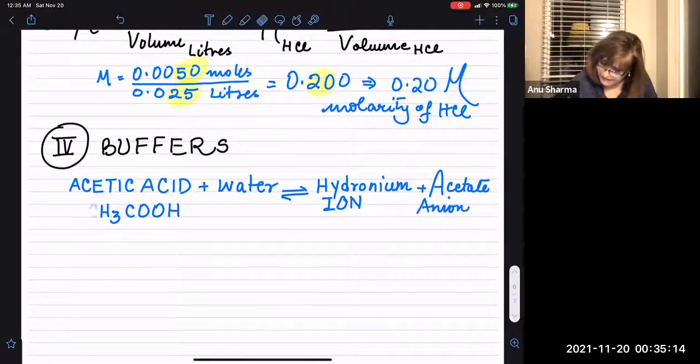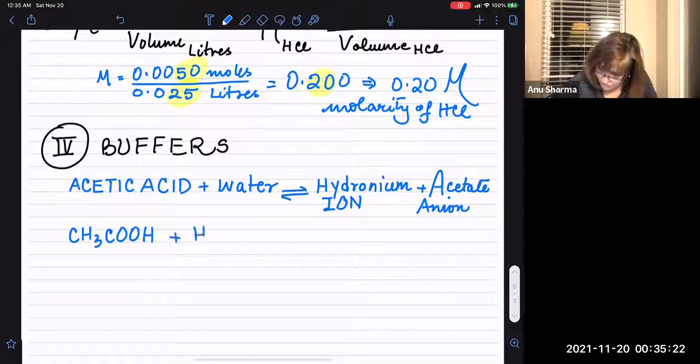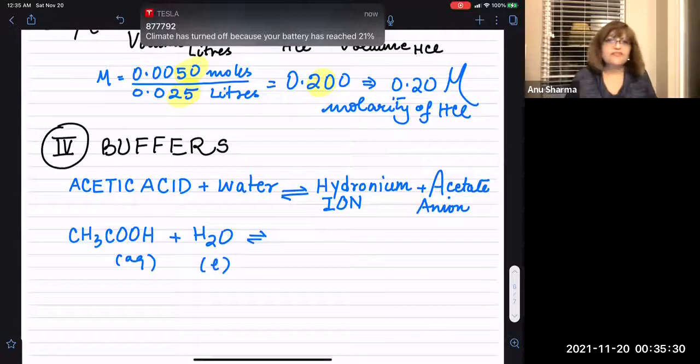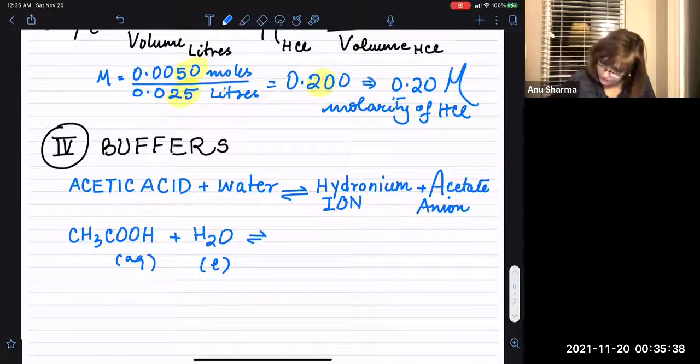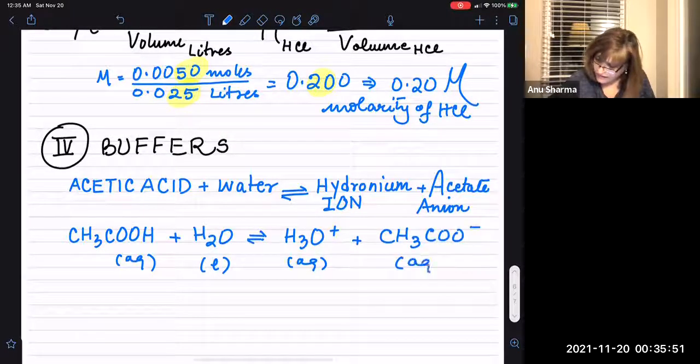Okay, so let's write this down. Acetic acid, CH3COOH, plus H2O in the aqueous medium, liquid, gives you the hydronium ion, H3O+ aqueous, and the acetate anion, CH3COO- aqueous.